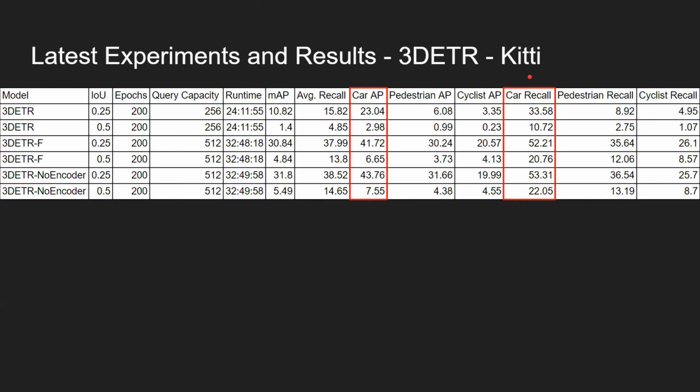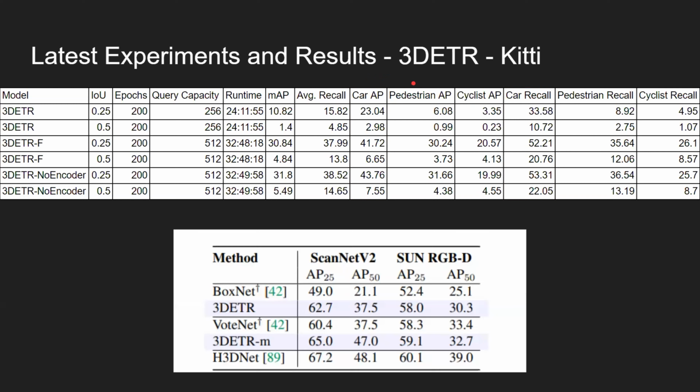And then KITTI breaks things down by class. So I'm going to emphasize car because this is one of the most important and also the one that it did the best on. We can see after 200 epochs, the 3DETR with the Fourier that we added into it was able to achieve an AP score of 41 and a recall of 52. Meanwhile, the transformer, which was trained for the same number of epochs, but we had to give it a lower query capacity, was not able to achieve as well. Hopefully we do want to get a more apples to apples comparison next week.